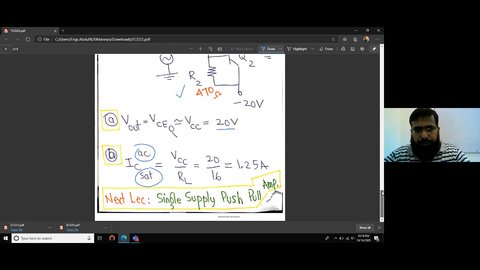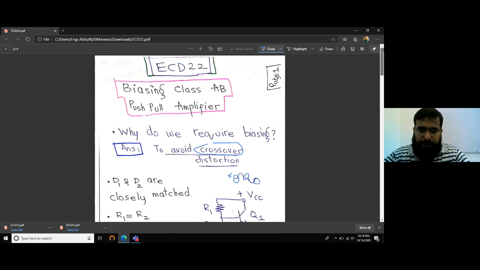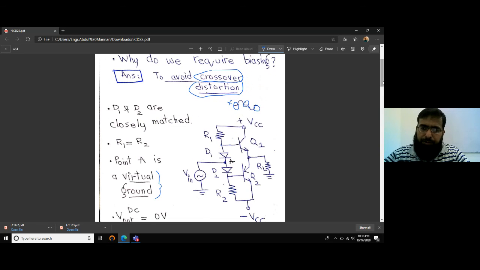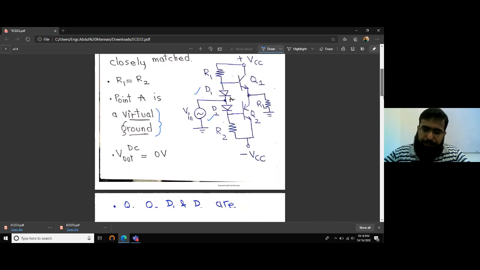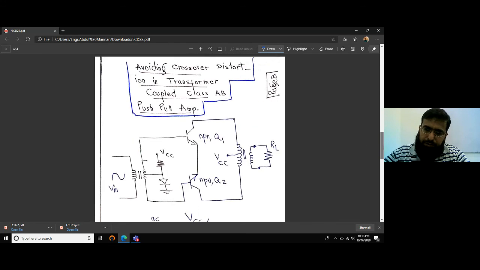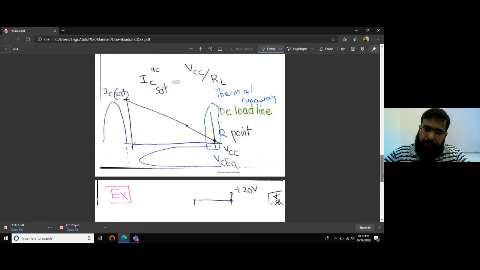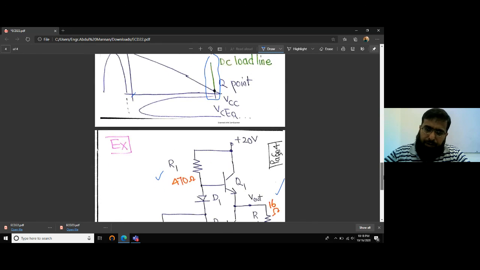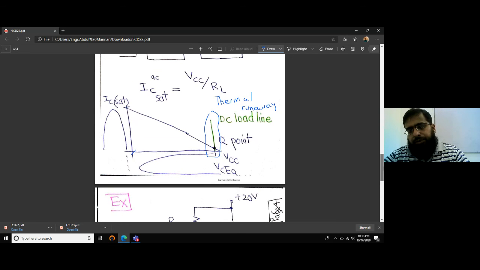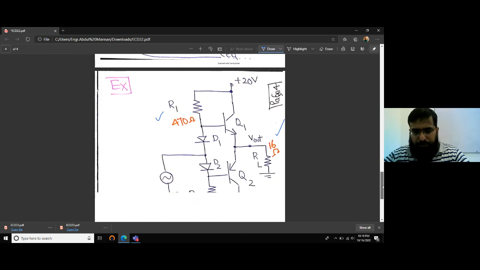So that's all for this lecture. Let me summarize what we have studied. We have solved the problem of crossover distortion that we encountered in the last lecture. We solved this problem using these two diodes, D1 and D2, that bias the base emitter junctions, and they turn these base emitter junctions on all the time. The same is possible for transformer coupling, and we have studied thermal runaway due to temperature changes, and we have solved the problem.